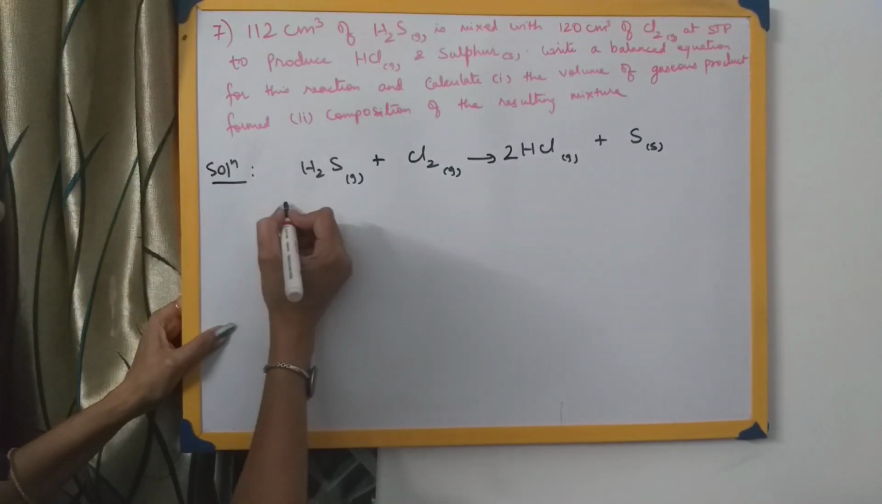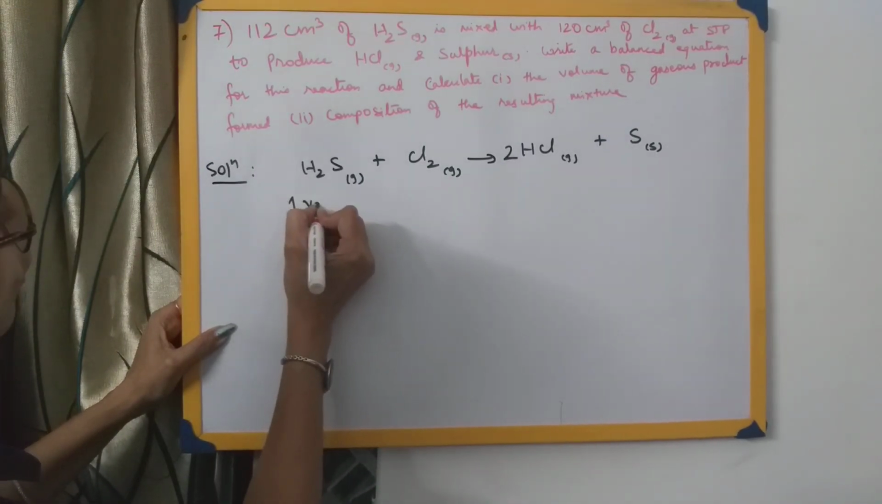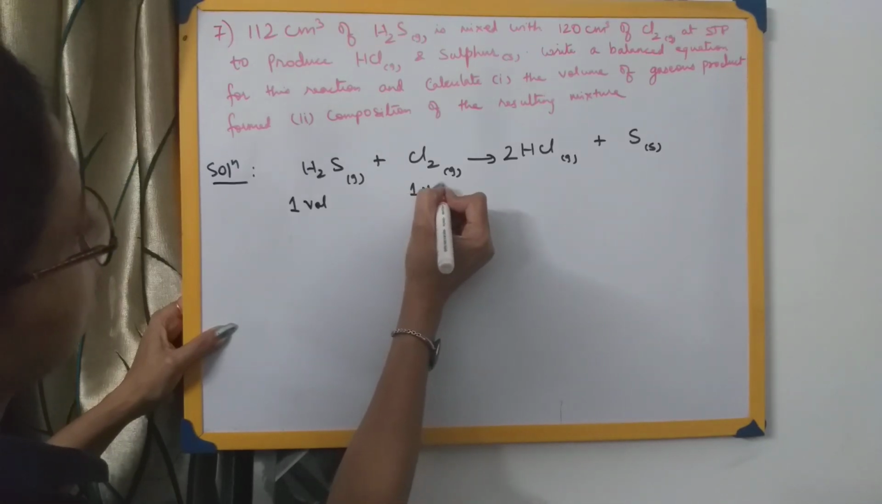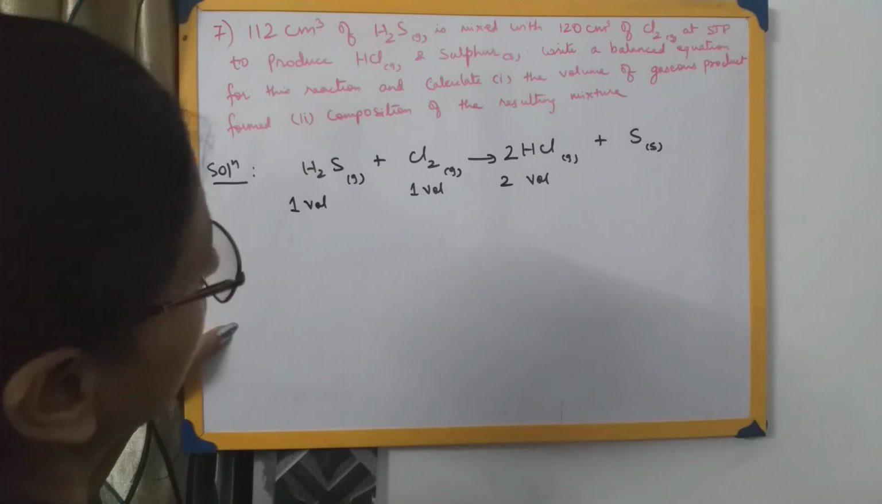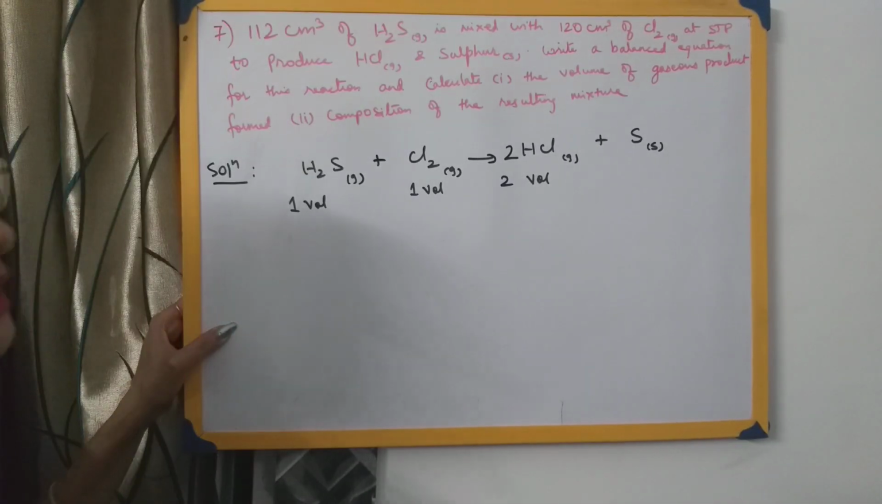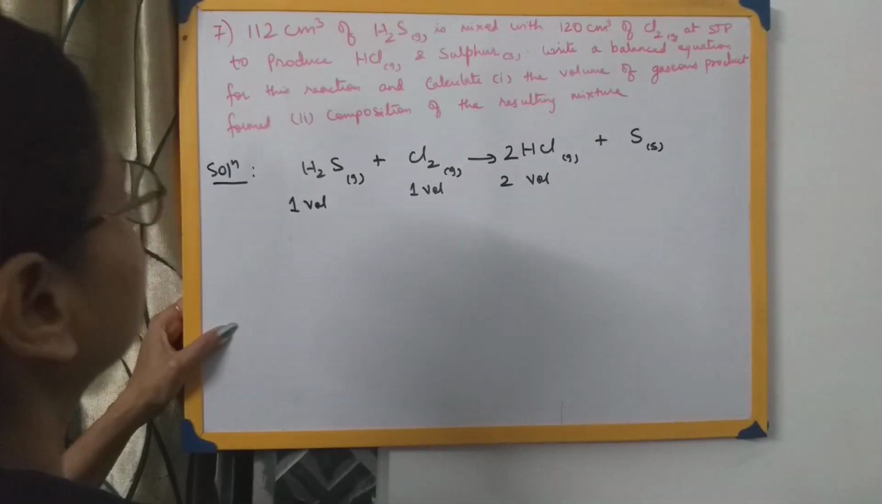So next we'll write down 1 volume, the same step, 1 volume, 2 volume. We are not writing down anything for sulfur. Why? Because sulfur is in the solid state. All these laws are applicable only for the gases, so you will work only with the gases.